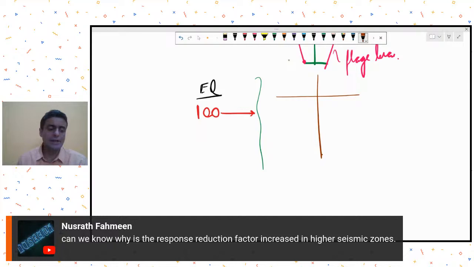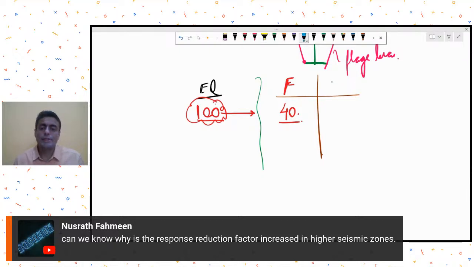That means we accept damages and we accept distresses in our structure. Only the thing is that it should not fall down. So if 100 units of actual earthquake forces were acting, I will design my structure for only part of that force. So let us say I design only for 40 units of force. So I design my structure to withstand only 40. Remember, the actual force acting was 100. So now what happens to the remaining 60?